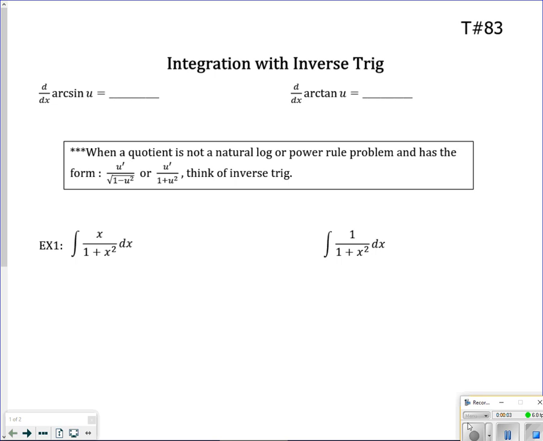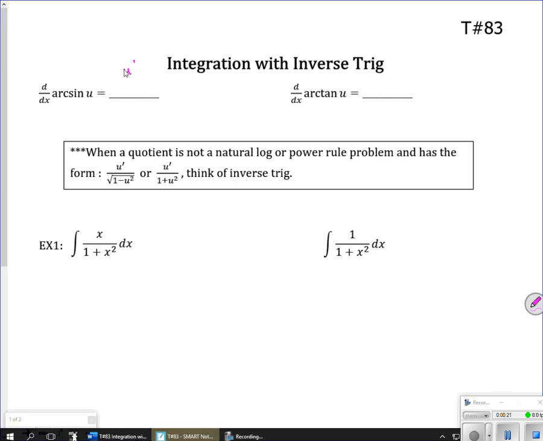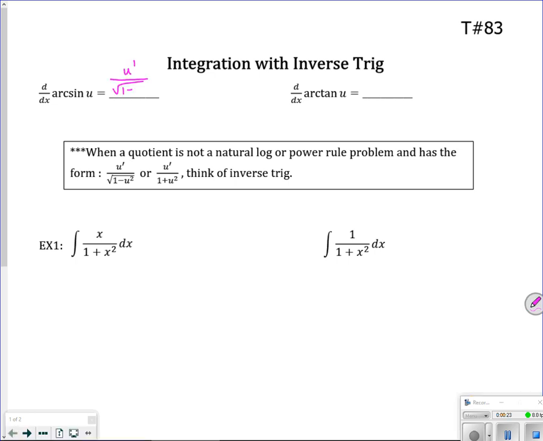Okay, so we're going to do integration, kind of our last bit here with inverse trig and some other things thrown in there as well. So let's remember, what is the derivative of arc sine? Do you remember that? The derivative of arc sine of u is u prime over the square root of 1 minus u squared. And the derivative of arc tangent is u prime over 1 plus u squared.